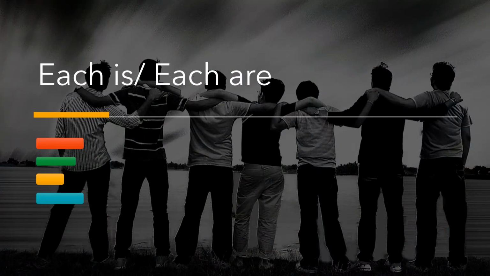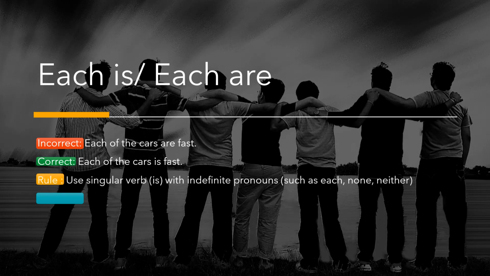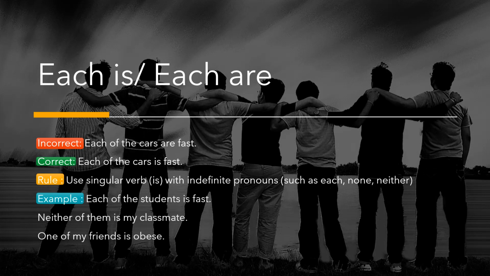Each is, each are. Each of the cars are fast. Each of the cars is fast. Use singular verb is with indefinite pronouns such as each, none, neither. Each of the students is asked. Neither of them is my classmate. One of my friends is obese.